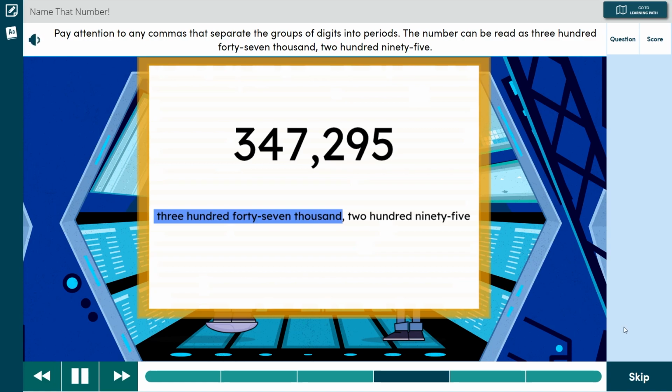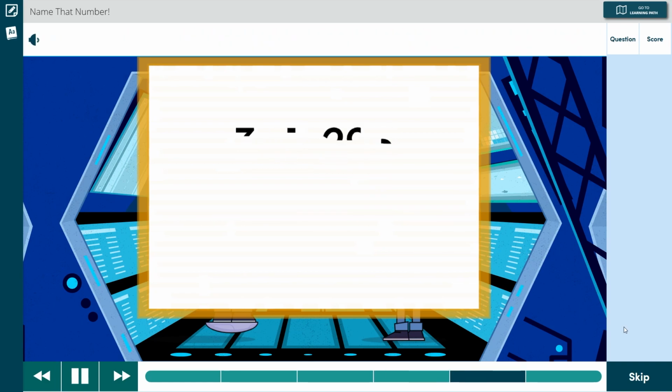So, these digits are in the thousands period. 295 comes after the comma. These digits are in the ones period. The number can be read as 347,295. To write this number in word form, first read the groups of digits from left to right.